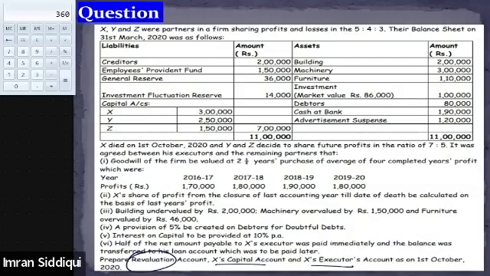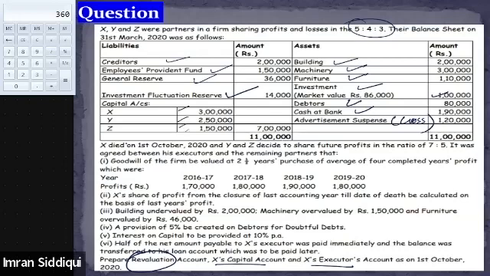So the question says there are three partners X, Y, and Z. Their profit sharing ratio is given, and their balance sheet is given in the question. On the asset side, you can see the value of the building, machinery, furniture, and investment, having a market value of 86,000 and book value of 1 lakh, and we have an investment fluctuation reserve as well, which you can see on the liability side, 14,000. Then debtors, cash at bank, advertisement suspense. Obviously, it is a loss and it has to be written off. And on the liability side, you can see the creditors, employees provident fund, general reserve, and capital balances of the partners.